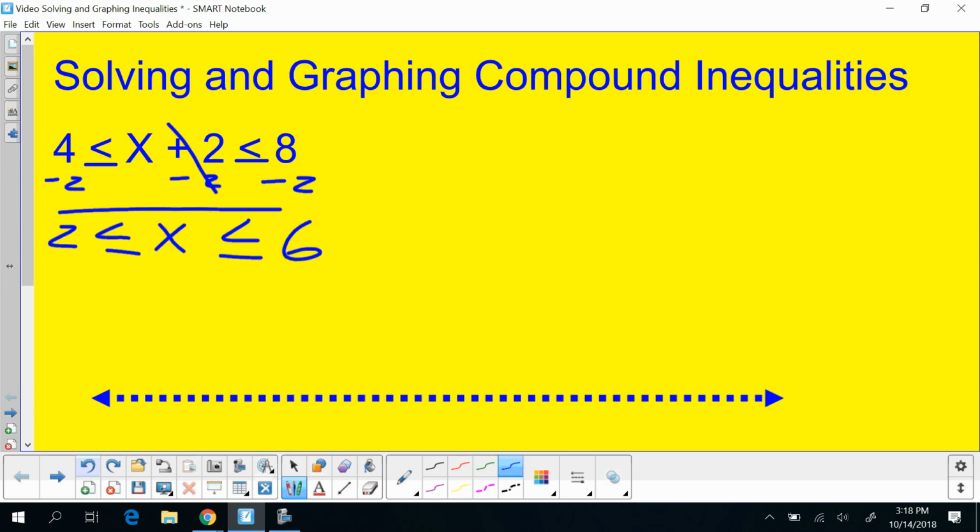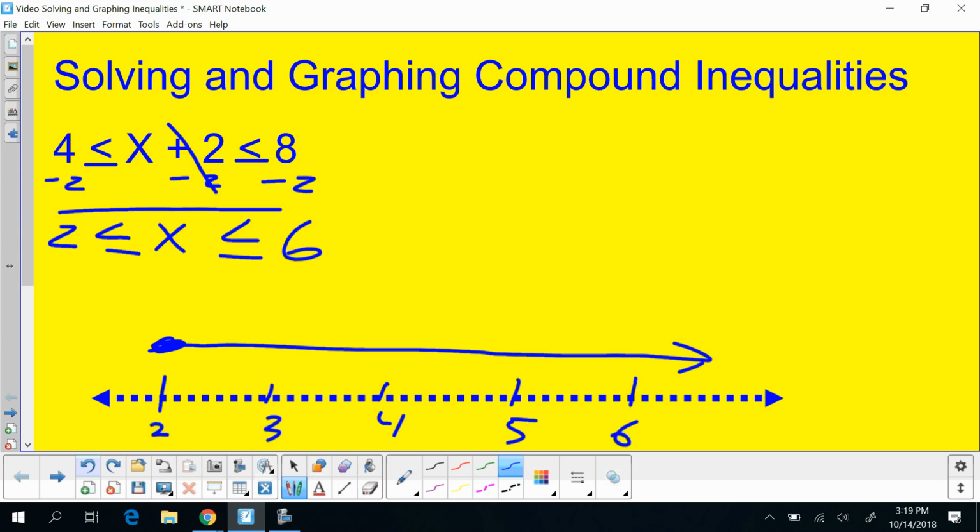So if I have my number line, here would be 2 and 3 and 4 and 5 and 6. So I know that x is greater than or equal to 2, or 2 is less than or equal to x. When something is equal to, it includes the solution of 2. So it's going to be a solid circle, which indicates that 2 is greater than or equal to 2. All the other numbers that are greater than or equal to 2 are over there.